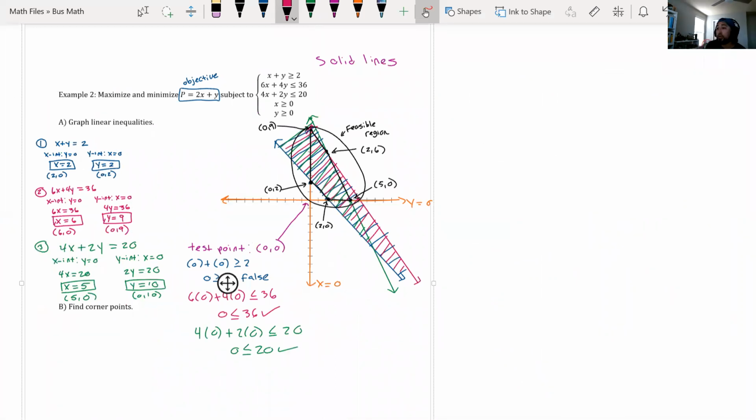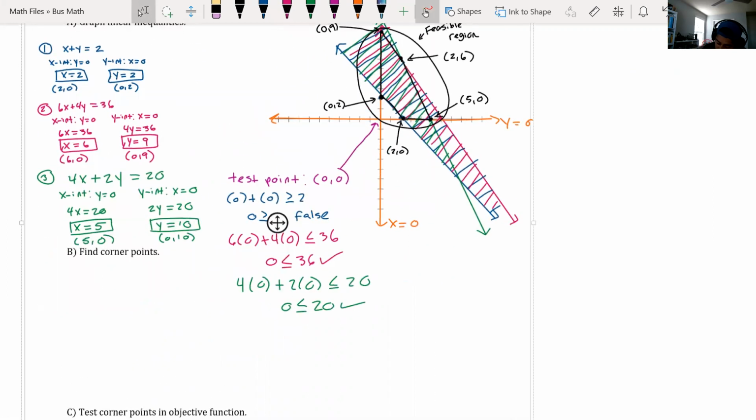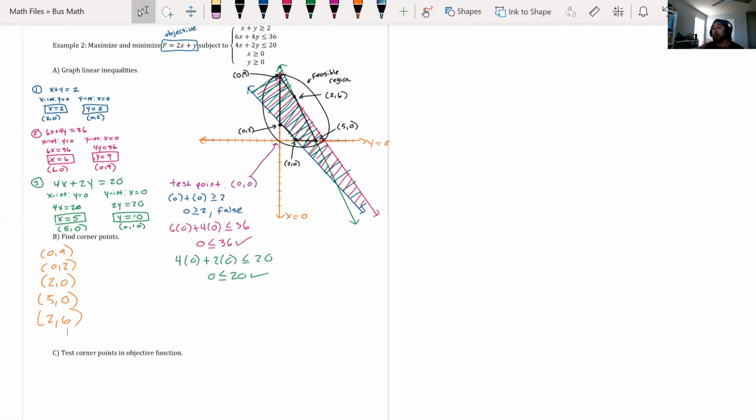Okay, so there's our feasible region. We have all the corner points. I'll list them below again, right here. My corner points are 0, 9, 0, 2, 2, 0, 5, 0, and 2, 6. And now we just have to test them in that given objective function. We want to find the max and we want to find the min.